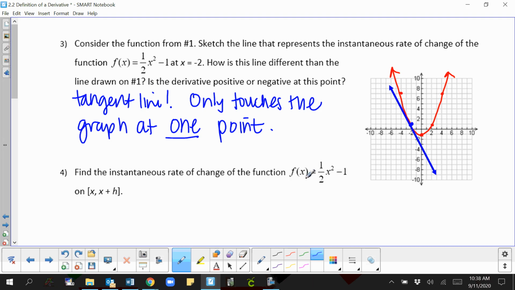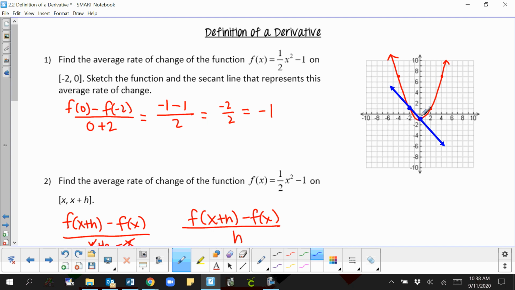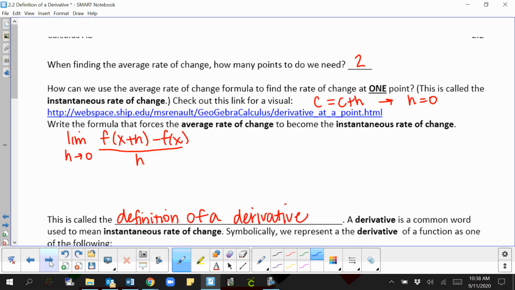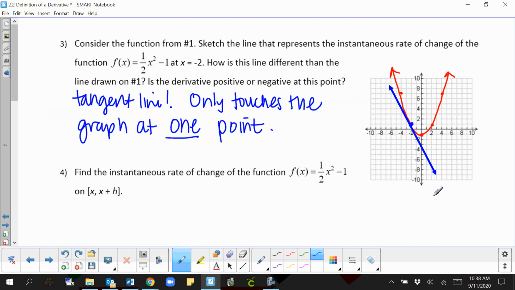Whereas our secant line, if we come back and look at our example 1, touched at 2 points. So that's the difference here that we're looking at. We're trying to get it so where it only touches at 1 point. And then, is the derivative positive or negative at this point? Our derivative is going to be negative because that tangent line is going down. It's got a negative slope.